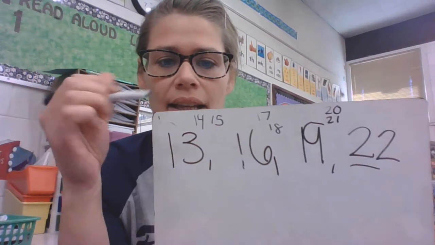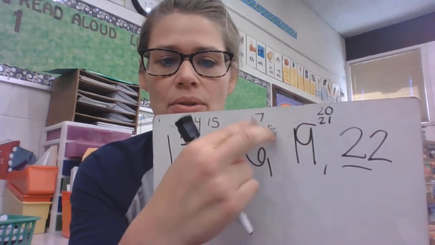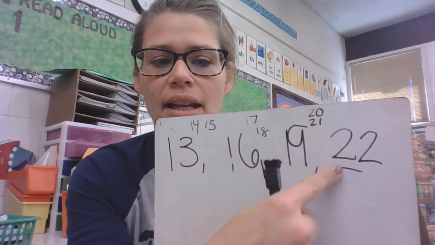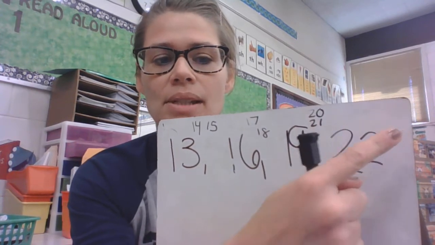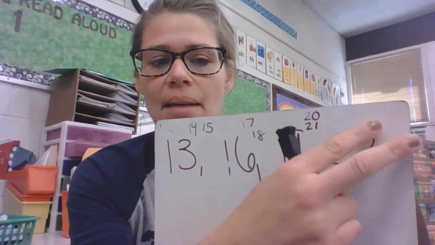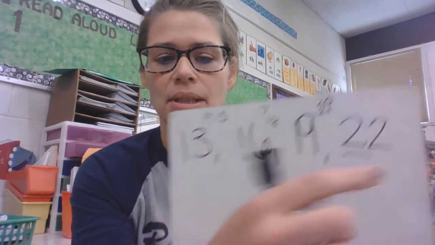22. Okay? Because I skipped 2 numbers here, 2 numbers here, and 2 numbers here. So 22 has to go on the line. So same thing if I were to figure out what was next, I'm going to skip 2 numbers and figure out what's on the line. Okay, let's do another practice.